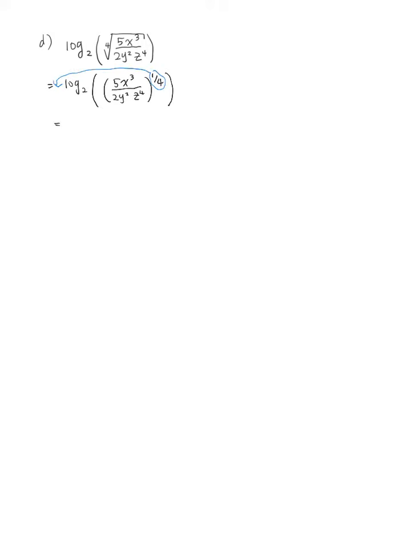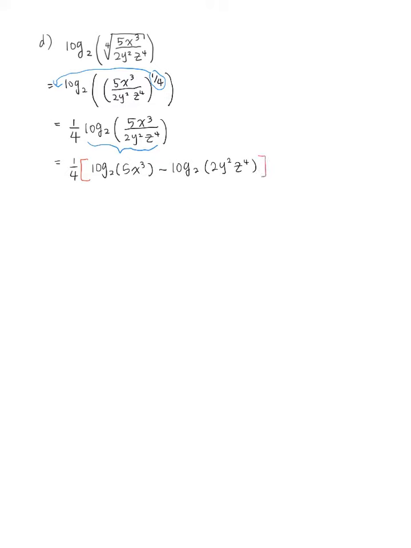So this is going to be 1/4 times the log base 2 of 5x to the 3rd over 2y squared z to the 4th. Looking good. Now I'm going to work on this portion. This is going to be 1/4, and be careful, you need a bracket here. So here you're going to get log base 2 of 5x to the 3rd minus the log base 2 of 2y squared z to the 4th, bracket closed, which means you need to distribute the 1/4 to each term at the end.